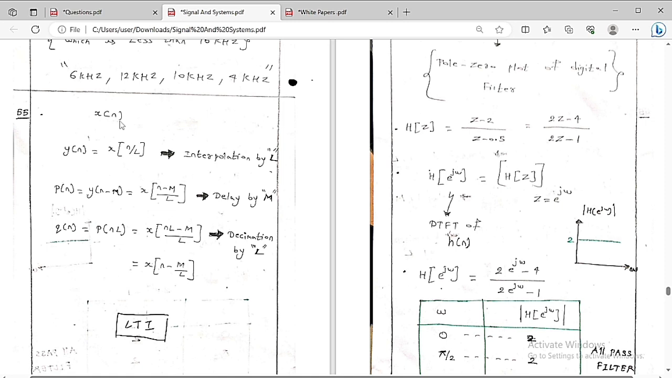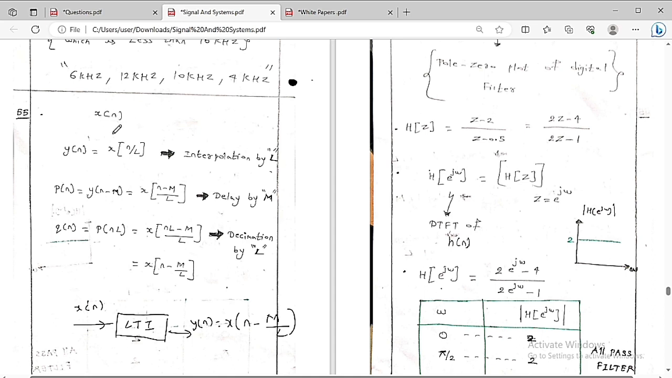For the LTI system, the input is x of n and the output is y of n equal to x of n minus M by L. So what are the operations that we need to do on x of n in order to get y of n? That we need to figure out.